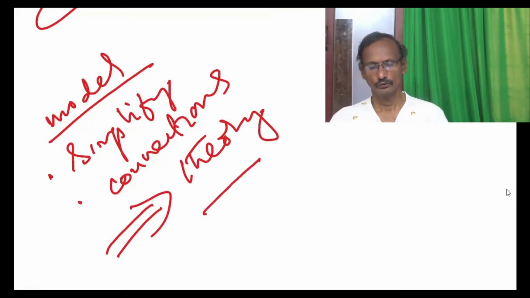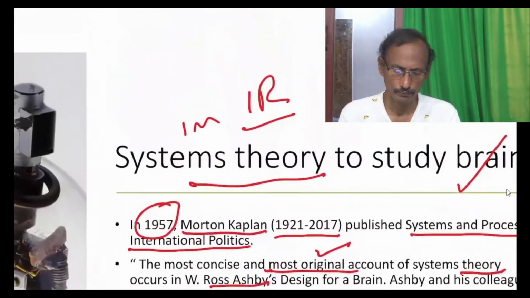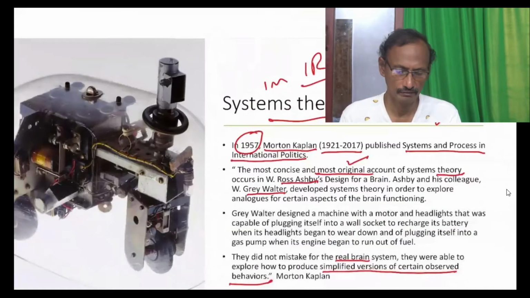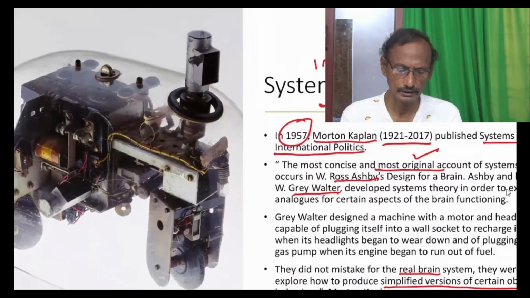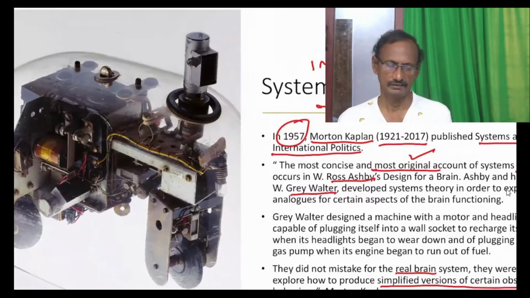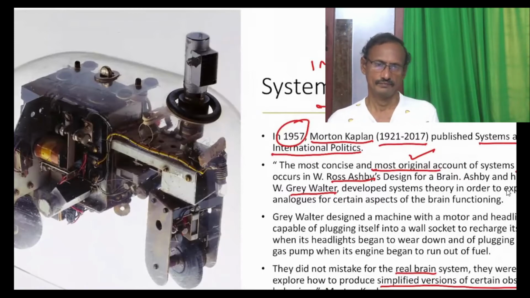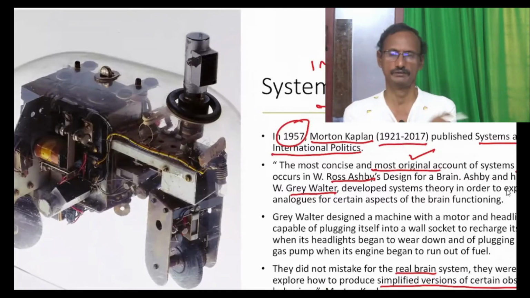So in his ideal system theory of the brain, this one is able to do certain things on its own. It is able to recharge itself. So Walter's idea is that what is going on in this machine is something similar to what is going on in the mind.